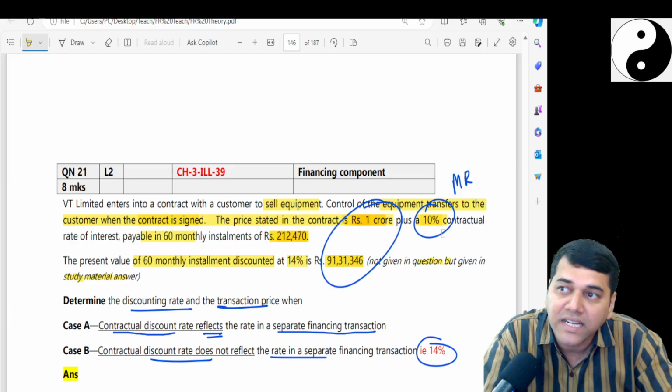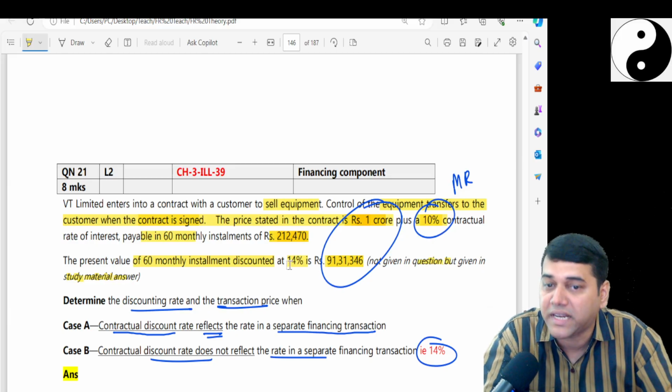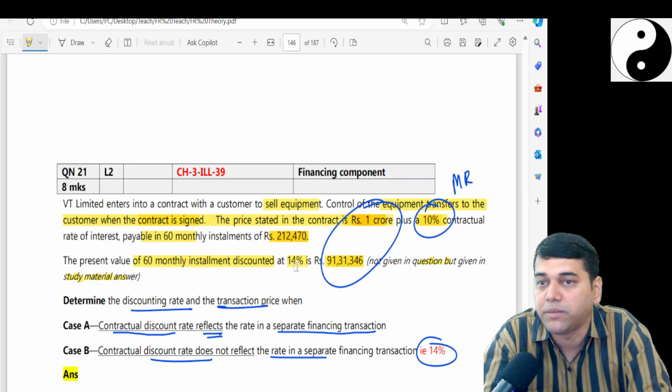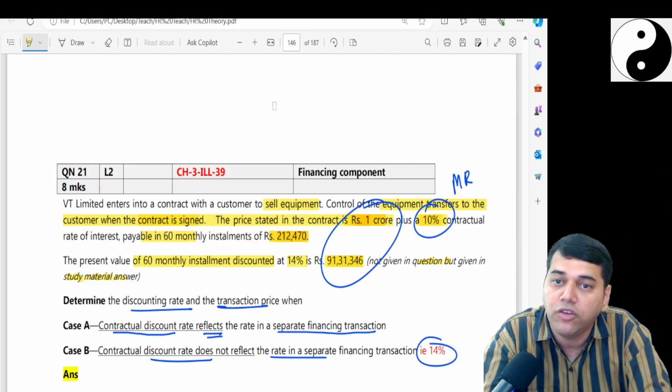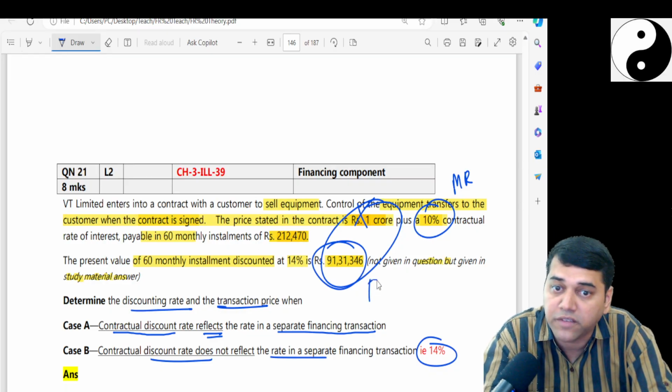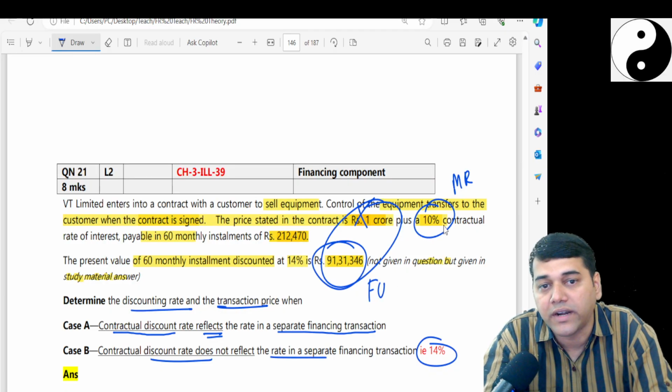But if the contract rate and the actual market rates are different, which one will you choose? You will choose the market rate, 14%. In that case, revenue will be recognized not at 1 crore, because this becomes the fair value. If the contract rate is equal to the market rate, 1 crore becomes the fair value.